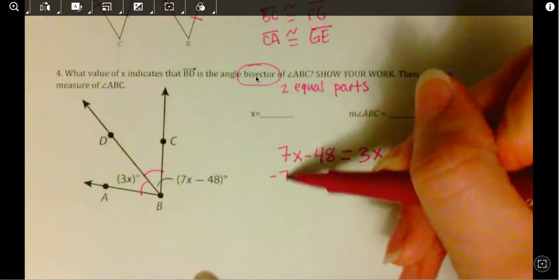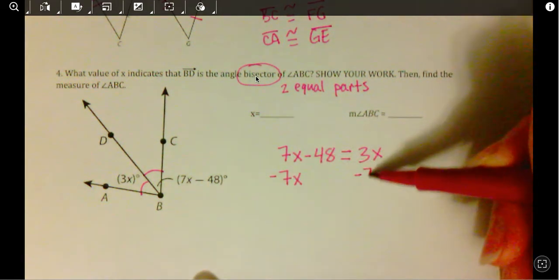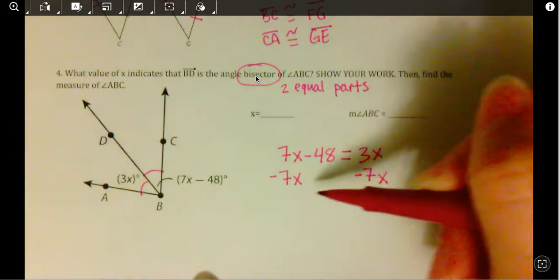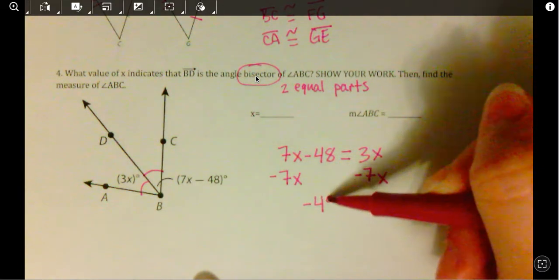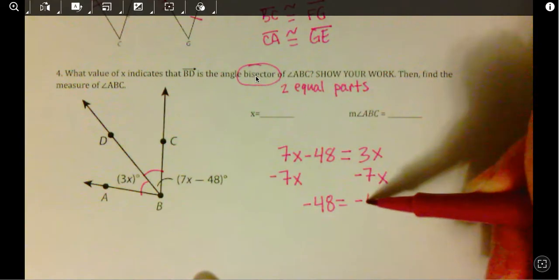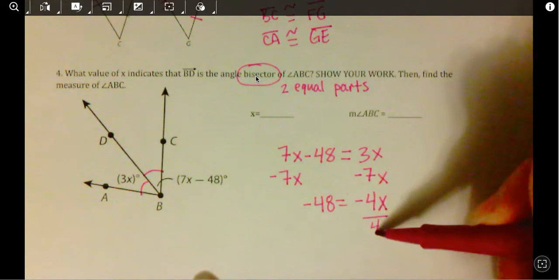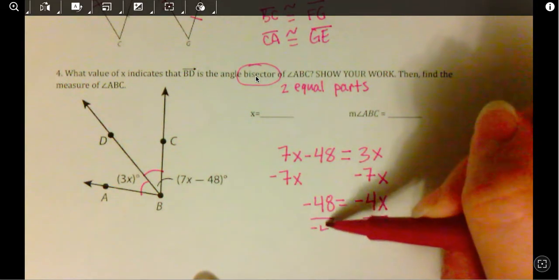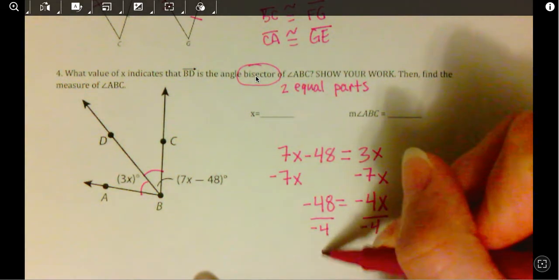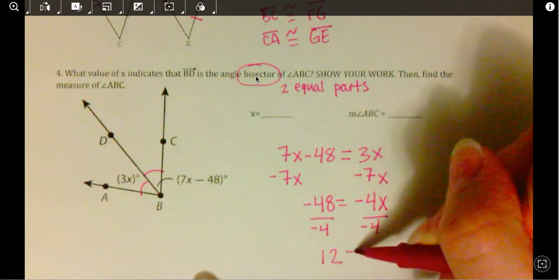So move the 7x over, and you end up with negative 48 equals negative 4x. Divide both sides by negative 4, and you get 12.